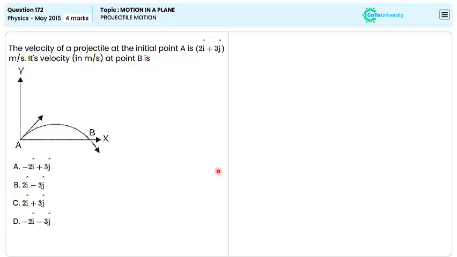The velocity of a projectile at the initial point A is 2i plus 3j meter per second. What is its velocity at point B in meter per second?